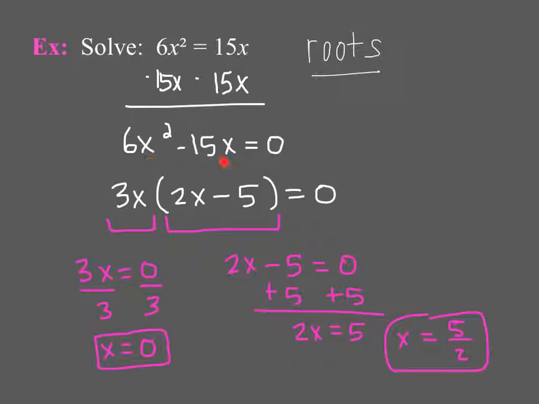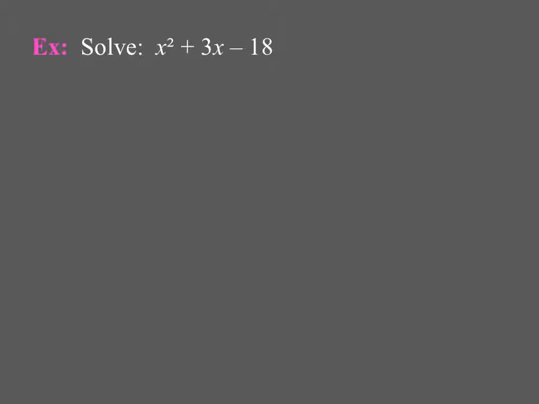If you go back to this problem right here and replace x with 0, you'd have 6 times 0 minus 15 times 0, which is 0, so that checks out. And if you also replace x with 5 over 2, you would get 0. Or you could plug them back in here and you'd get a true statement. So this example, because it's solving, should say equals 0. So we'll just add that in.